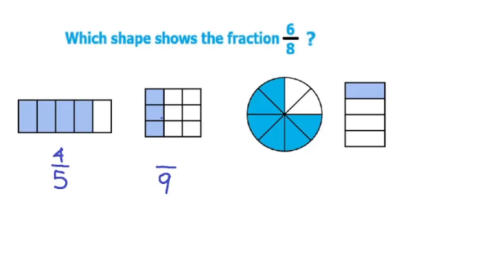For this one, we have to figure out how many total equal parts there are. So there's 1, 2, 3, 4, 5, 6, 7, 8. So 8 is our denominator. Then we count how many are shaded in. And it's 1, 2, 3, 4, 5, 6. 6 are shaded in.